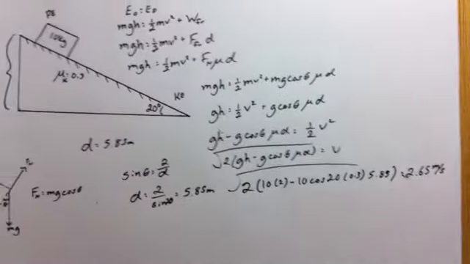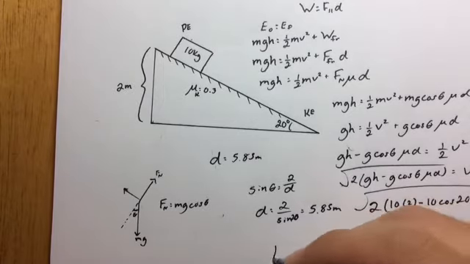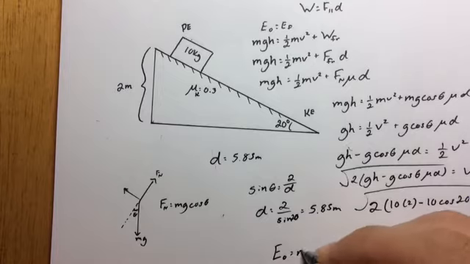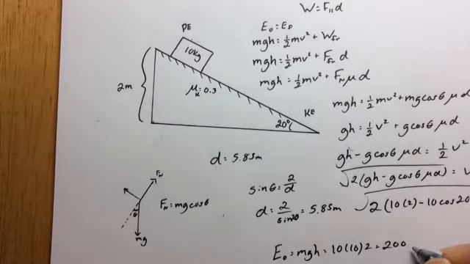It's right there. Now what we could do is we could talk about energy. We could say, hey, how much energy do we have at the beginning? Well, we had mgh energy at the beginning, right? So the energy in the beginning is mgh. That equals 10 times 10 times 2. Well, 10 times 10 is 100, times 2 is going to be 200. That's 200 joules in the beginning.